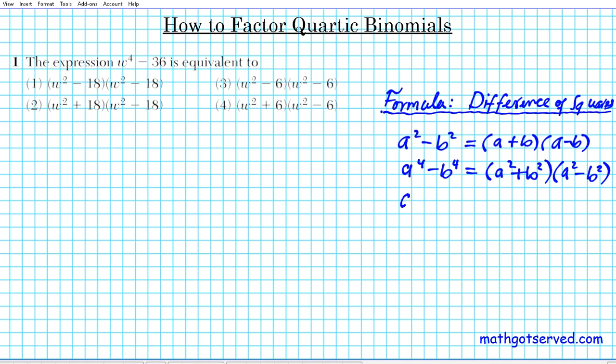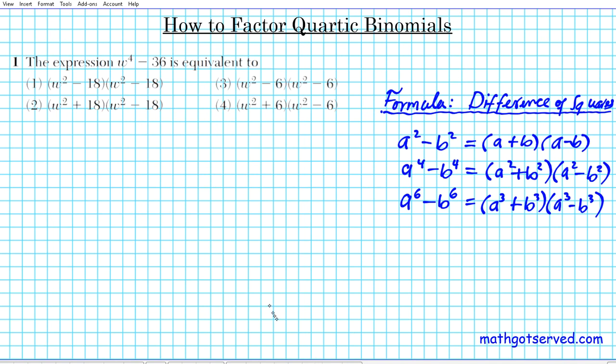Let's extend it further. How about a to the sixth minus b to the sixth? This is a square also. How do we know that it is a square? Any even power term is a square, because a square is a term where the power is divisible by 2. So when we root these two, we're in essence dividing their powers by 2. So we're going to have a to the third plus b to the third times a to the third minus b to the third.